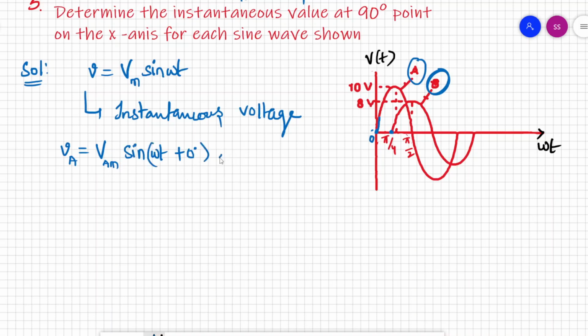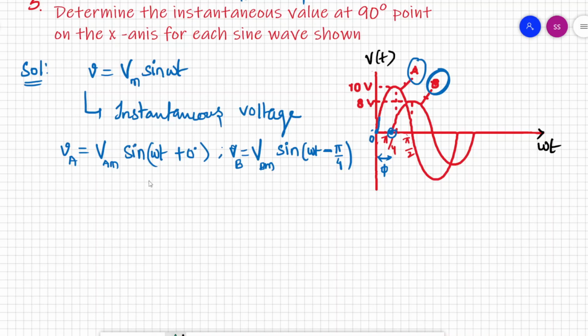And we need to write down the expression for waveform B, that is VB equal to VBM, the peak value of waveform B, sine, and here it is starting after pi by 4, that is it is delayed by pi by 4 angle. This is how you need to write the expression, because only after pi by 4 phase shift does our second waveform start. So you need to mention this pi by 4 and subtract it from omega t. This is how you need to represent it.